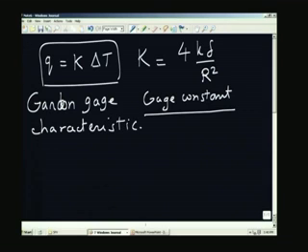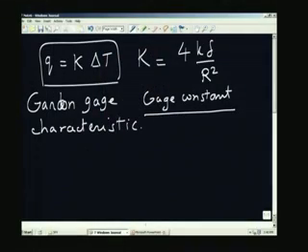The Gardon gauge characteristic is given by Q equal to capital K times delta T, where delta T is the temperature difference set up between the center of the foil and the periphery, and capital K is the gauge constant, which is related to, as you can see here, the thermal conductivity of the material, the diameter or the radius of the foil, and the thickness of the foil. So, it is the geometric and thermal properties of the foil which come into the picture.